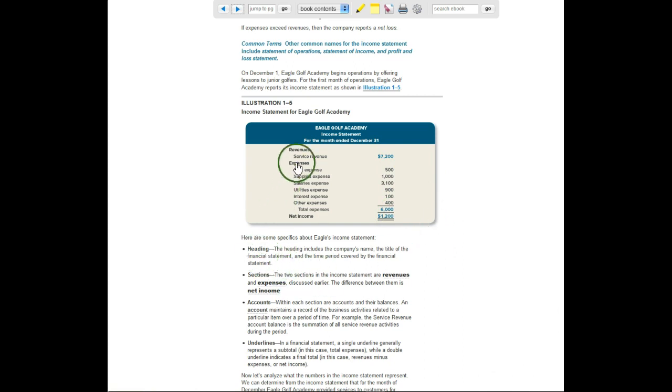Now the heading is important. So whenever you're preparing an income statement, it's the name of the company, the name of the statement, income statement, and in this case, it's labeled time-wise for the month ended December 31st, because this company started on December 1st. So we go from December 1st to the 31st, so 1 month of income here, 1 month of expenses. So in the income statement, you always list it as a period of time. It can be for the month ended December 31st. It could be for the quarter ended March 31st. It could be for the year ended December 31st. But the income statement is always labeled as a period of time, month, quarter, or year.